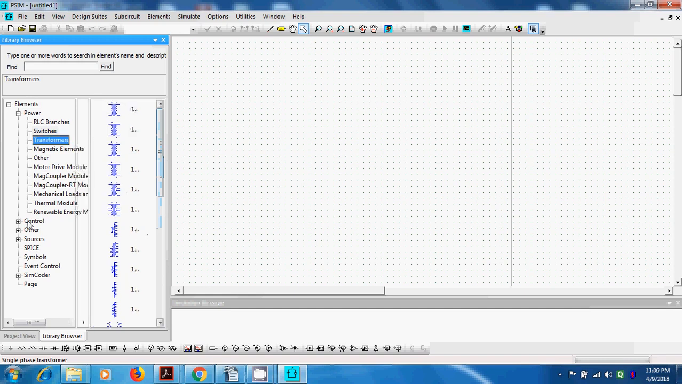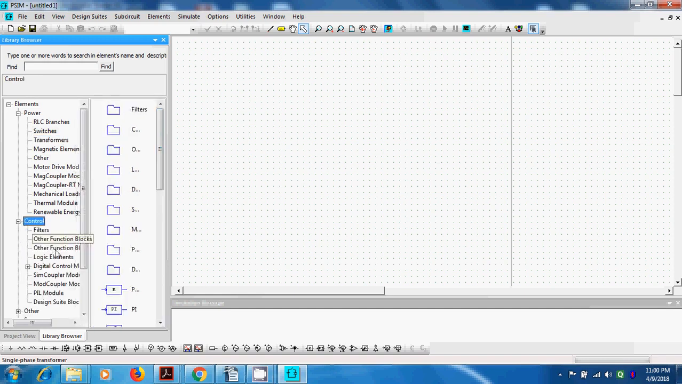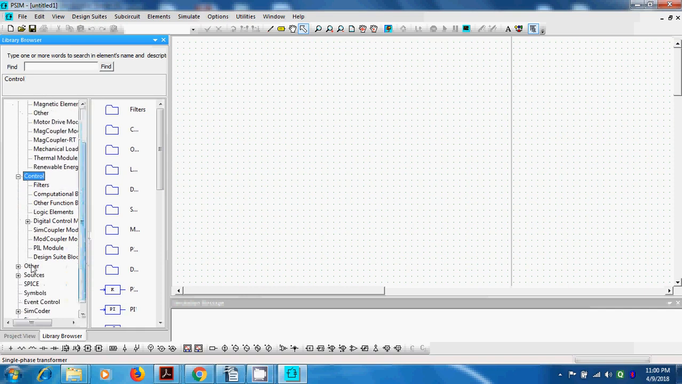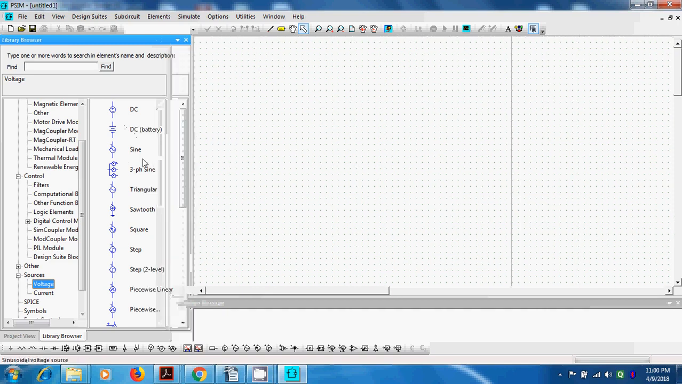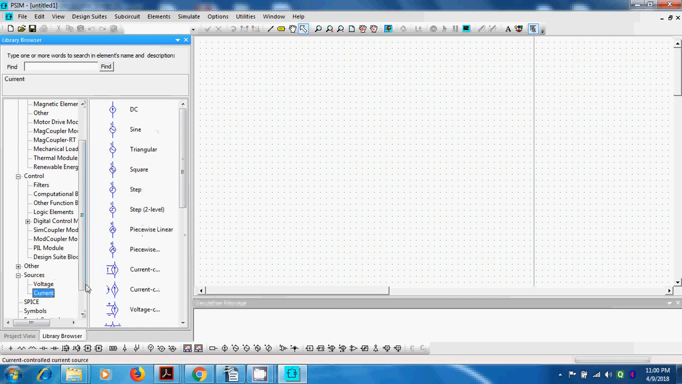Then we have controls. In the controls we can use different types of modules or computational blocks. In our case we are interested in the sources. We can use a voltage source, see here DC voltage, or we can use a DC battery. We can use sinusoidal voltage, that is AC voltage. We can use three phase sinusoidal AC voltage, triangular voltage, sawtooth waveform, and square voltage sources. Similarly we can use current sources.